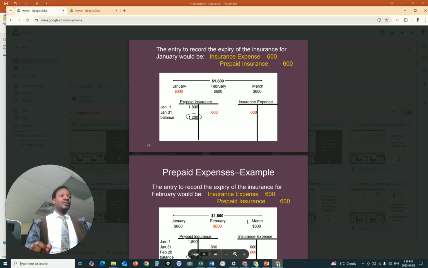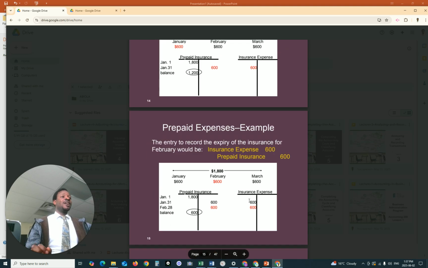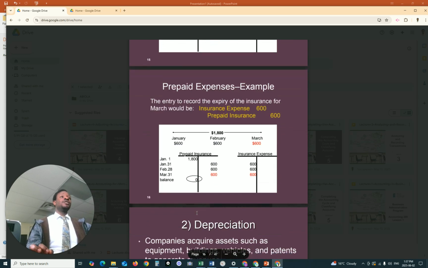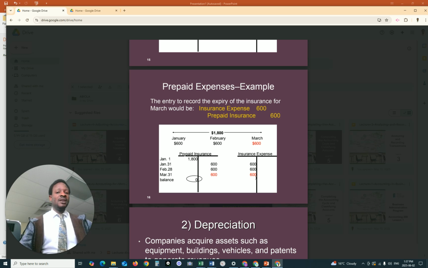The second month, that's February, expense account is again used, insurance expense debited. And prepaid insurance is further reduced by 600, which means at the end of February, balance remaining in the prepaid insurance account will be 600. That is meant for March. So March prepaid insurance account would be finally used up, credited. The insurance expense account for March would be 600, debited. That is how to do prepaid expense account.